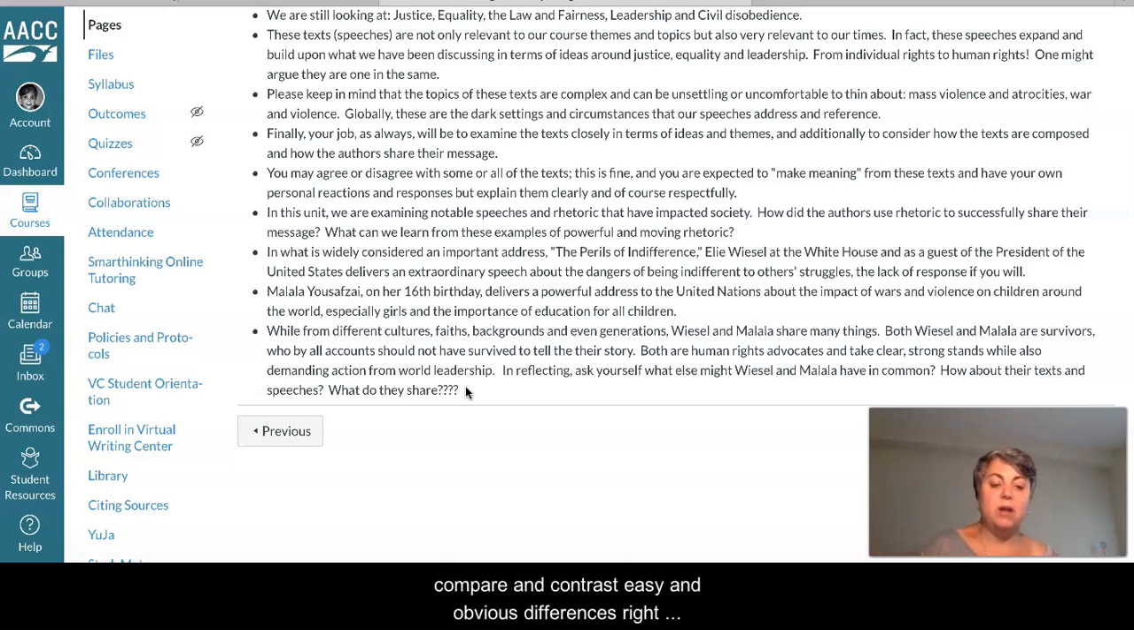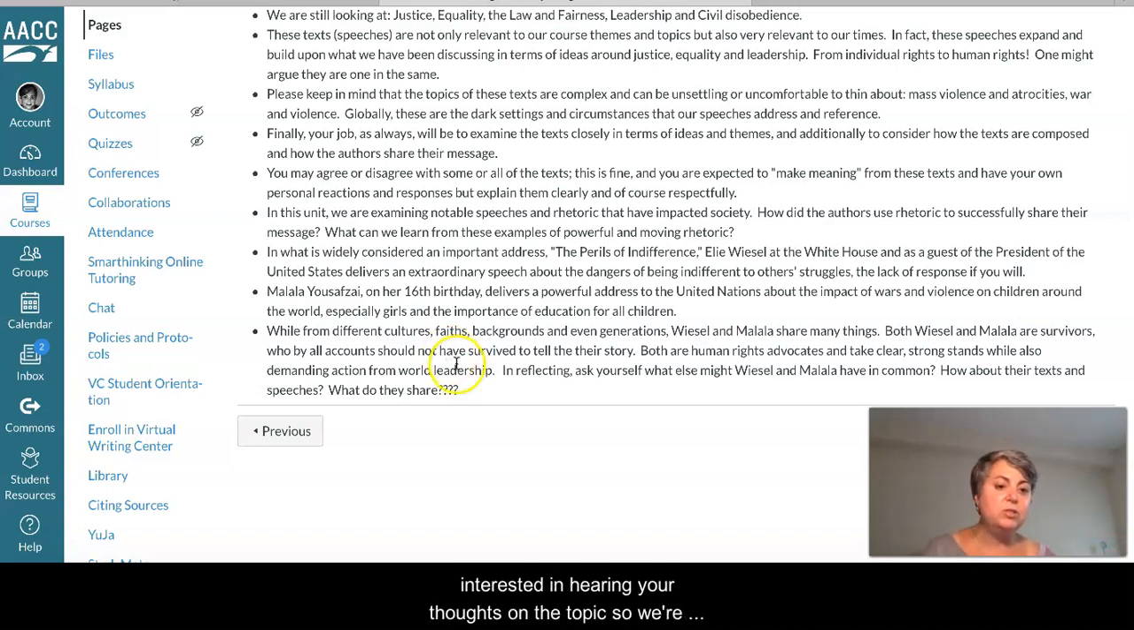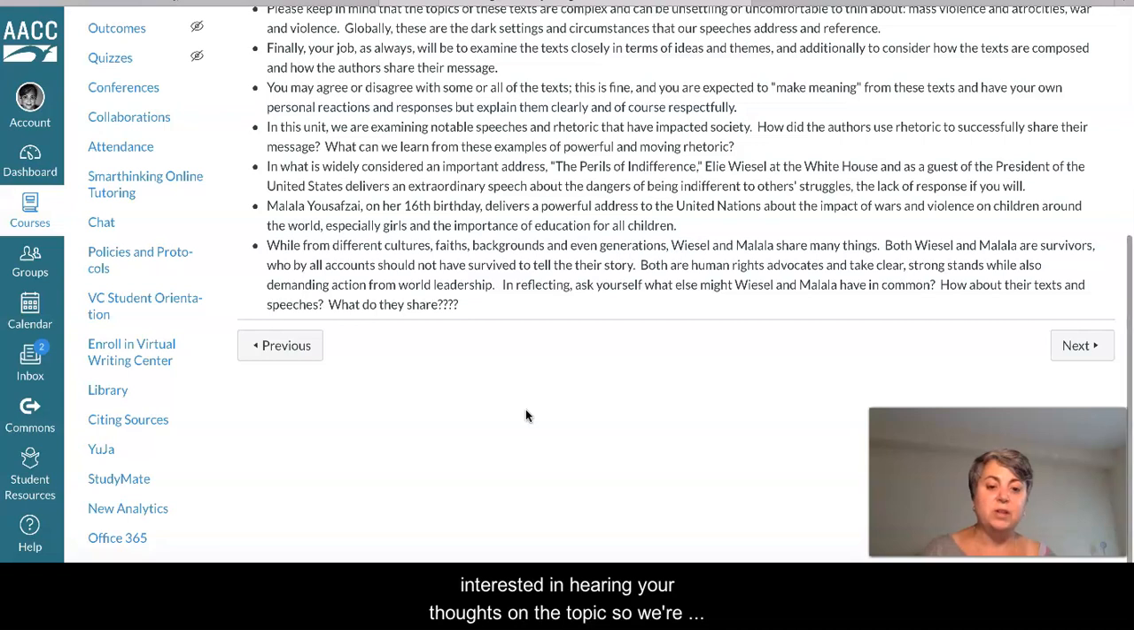There are some easy and obvious differences in terms of generational differences and backgrounds between the authors and the specific kinds of struggles they're talking about. But more broadly, these two seemingly disparate speeches and individuals actually share quite a bit. They have quite a bit in common. And maybe you agree or disagree with that, but I'd be interested in hearing your thoughts on the topic.